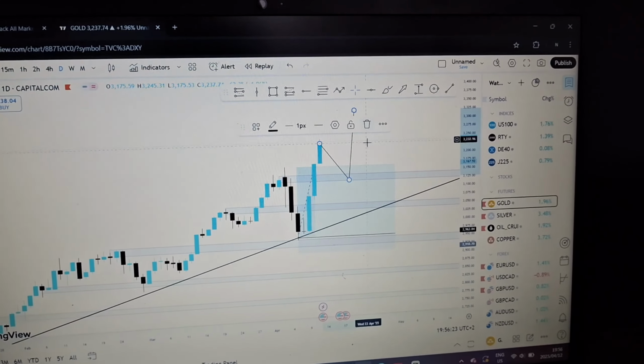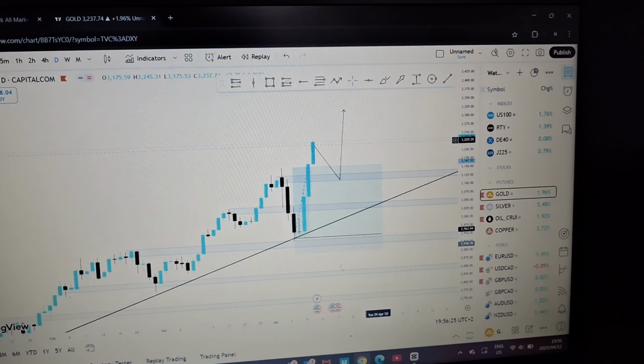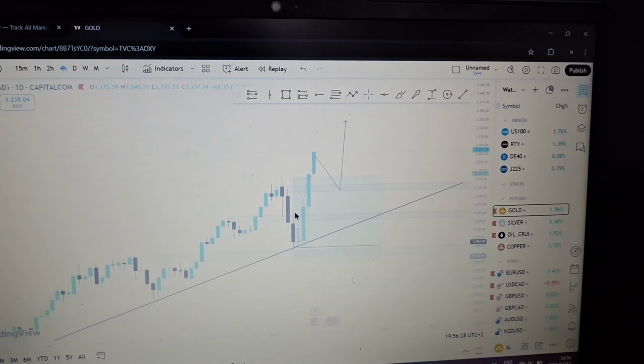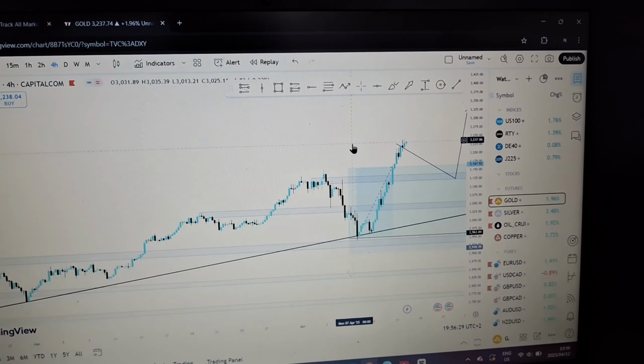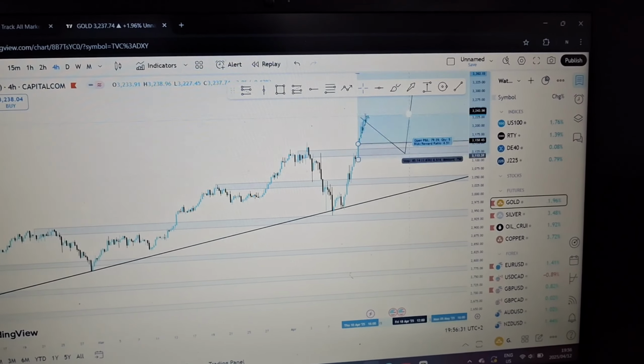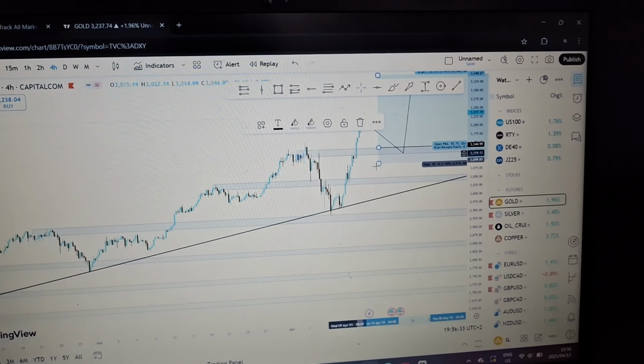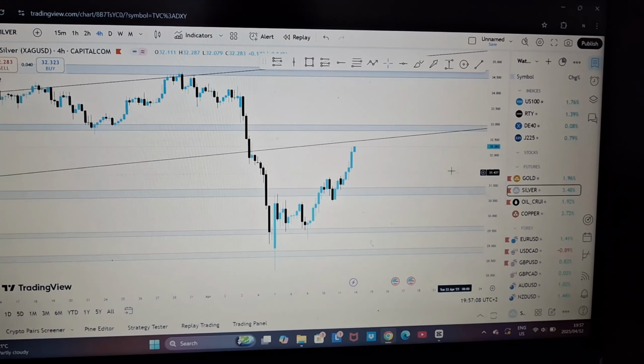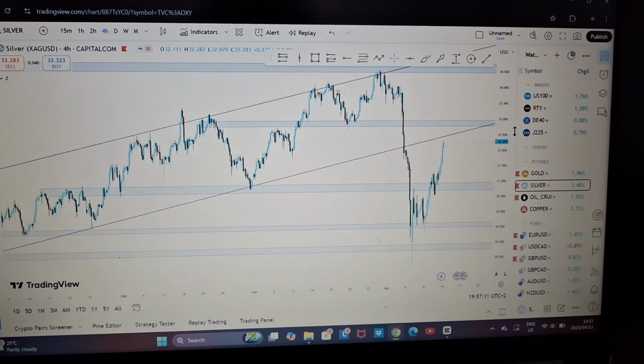So hopefully this time I won't miss that trade right here if it does occur. I will be taking that trade if it does happen on the 4-hour time frame, and stop loss just below that structure right there. Moving on, I'm also looking at silver at the moment.